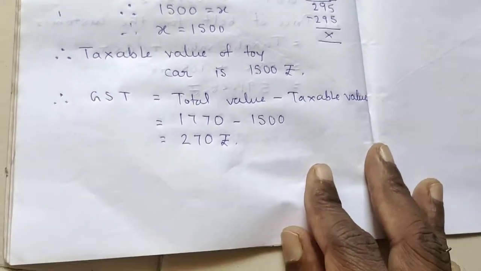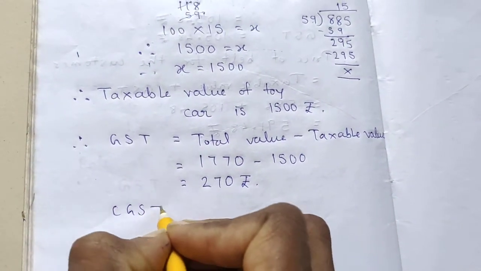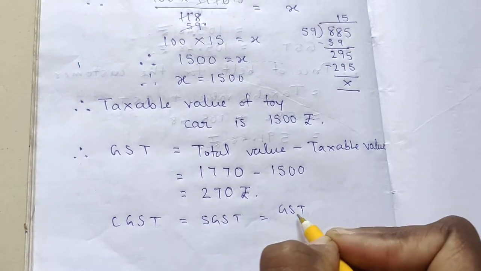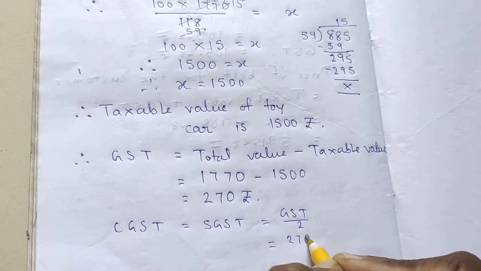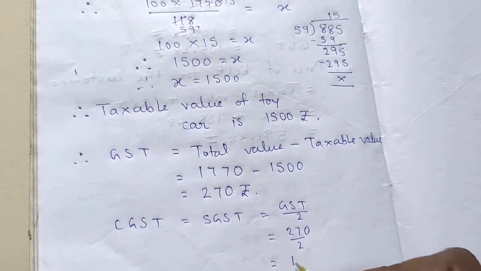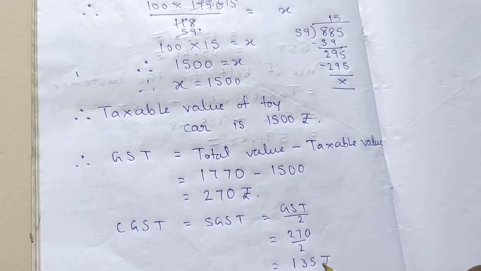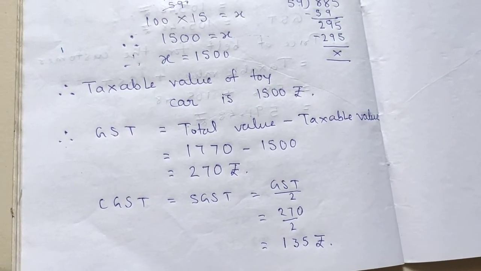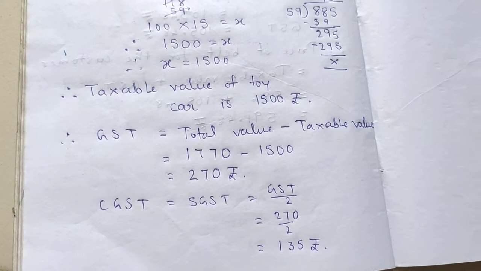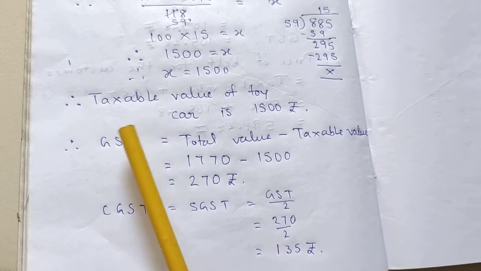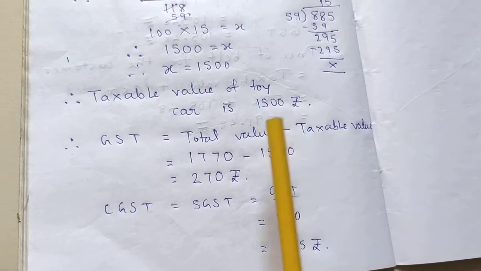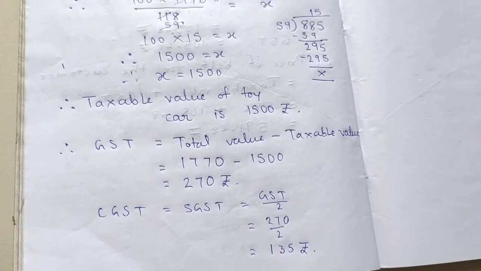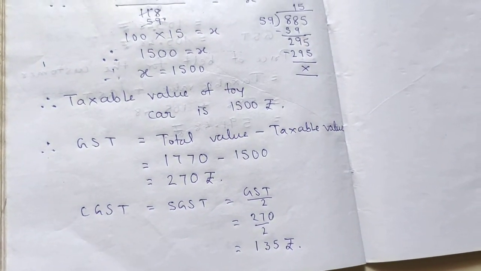This is GST, and CGST and SGST are half of GST. So CGST is equal to SGST is equal to GST upon 2, and let us do this. So if you do this, 2 1 ja 2, 2 3 ja 5, 2 5 ja 10. So finally in this case you are going to get 135 rupees. Okay, so we got our answer. First thing is what is taxable value? 1500 rupees, and then what is CGST and SGST? That is 135 rupees. So in this way we have completed question number 5.